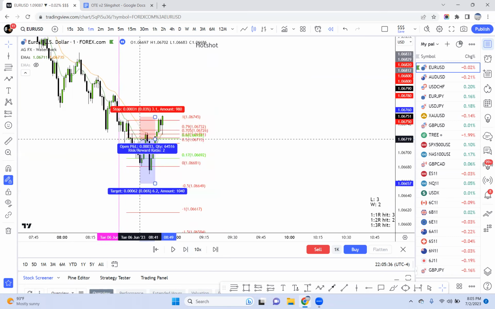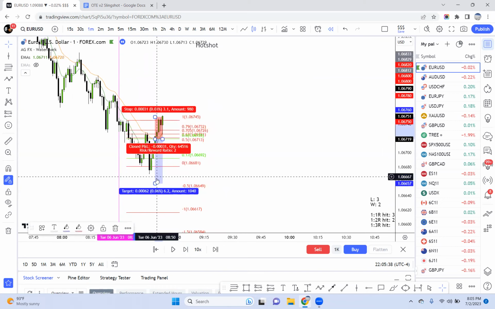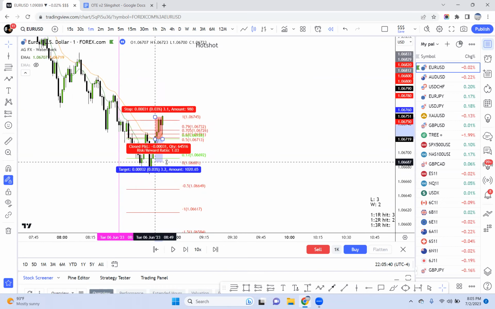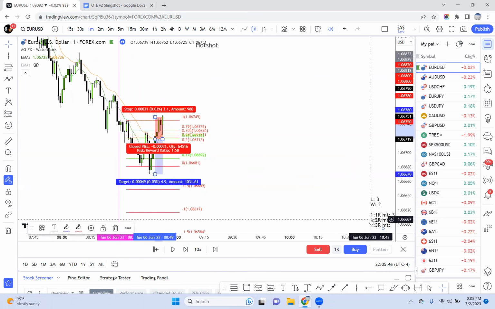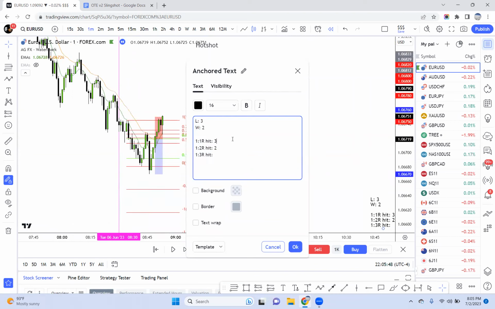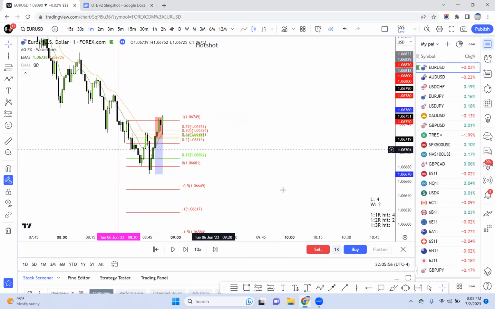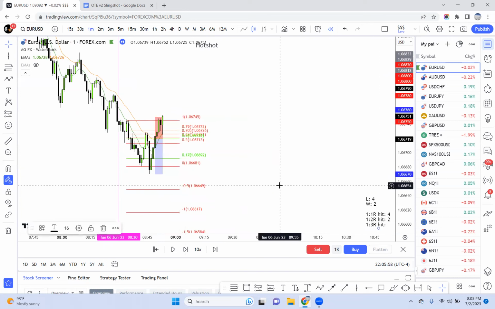Okay, same situation as the first setup. It hit a 1-to-1 R. 1 to 1.5 R was hit as well. I'm also going to annotate that. So we'll say that it was our 4th loss. Not 4 wins, but 4 1-to-1 R's here.